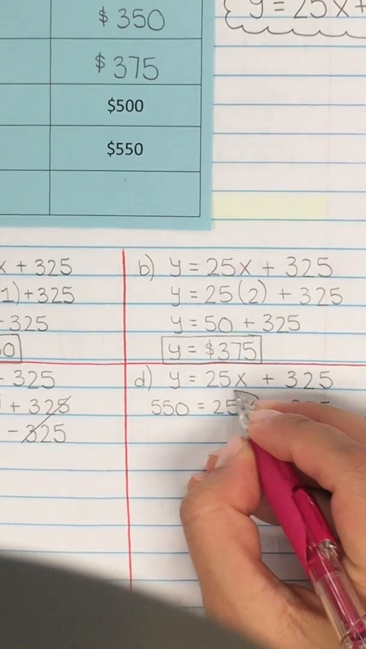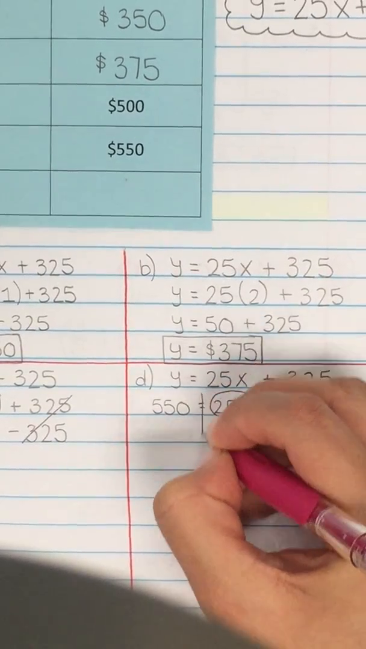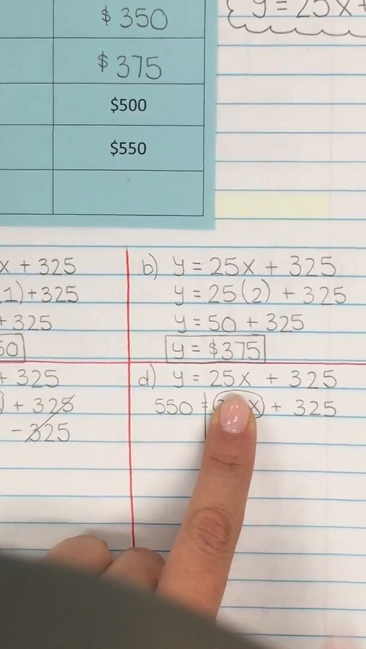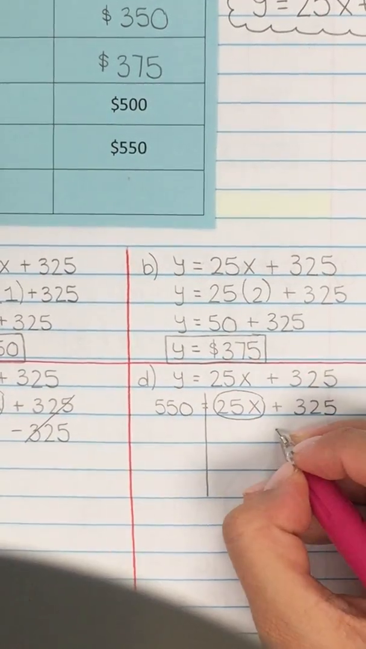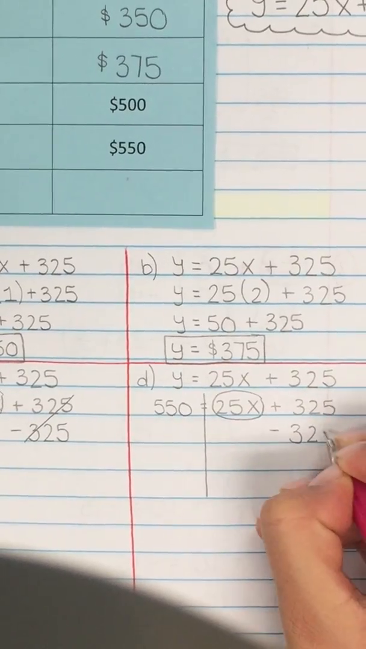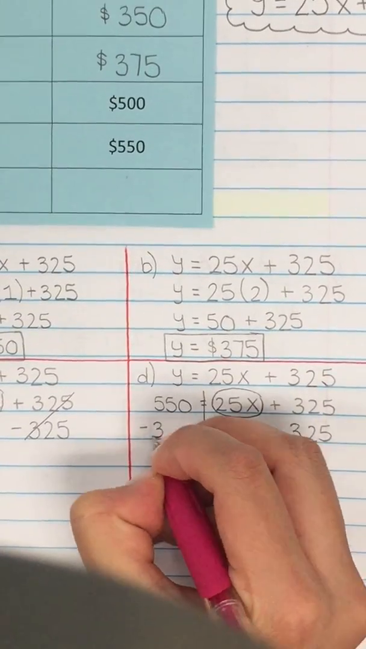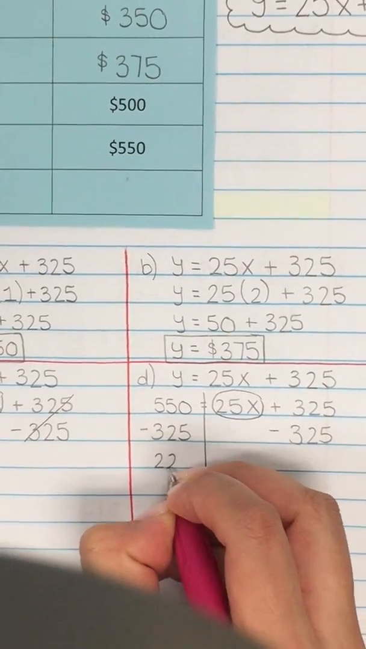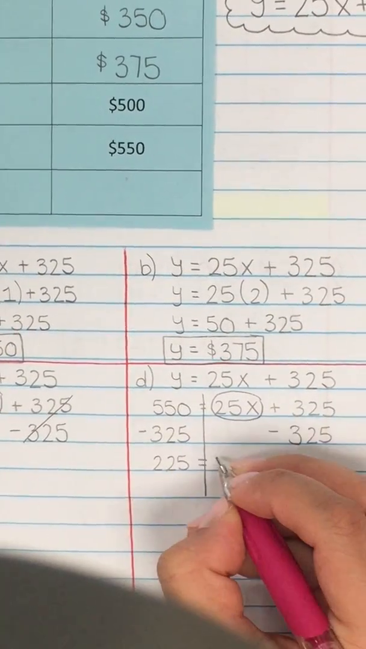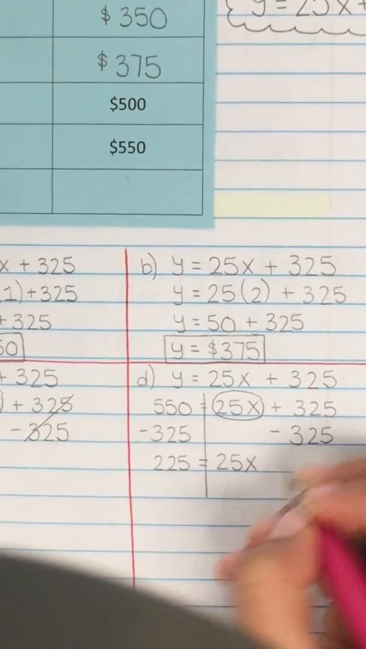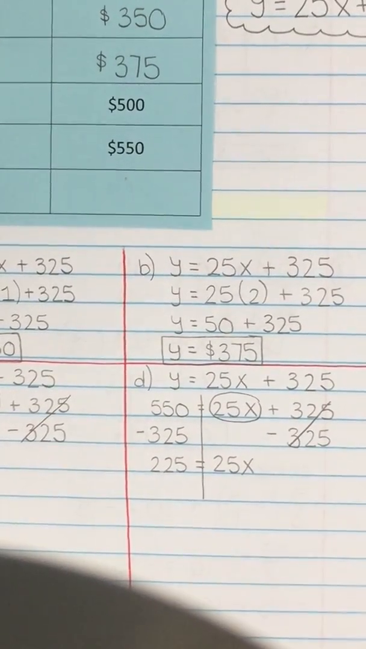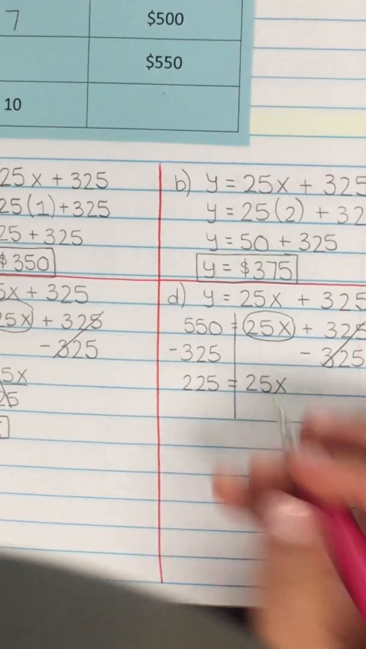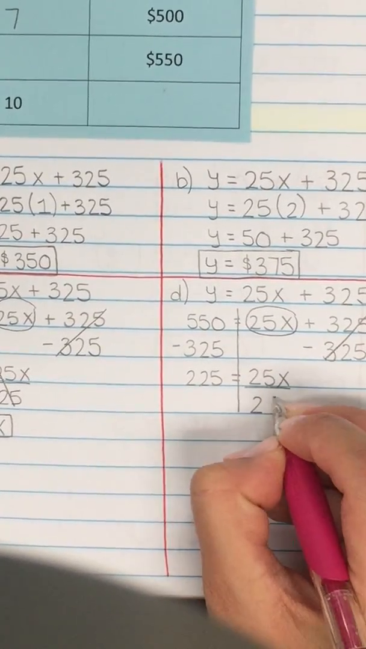Okay, the first thing you should have done is circle and line on both sides. If I put my finger here, I know I have to take away the 325 from both sides. $550 minus 325 gives me 225. 25x remains on this side. Cancel these, which is what I wanted. And the last step was to divide by 25 on both sides.